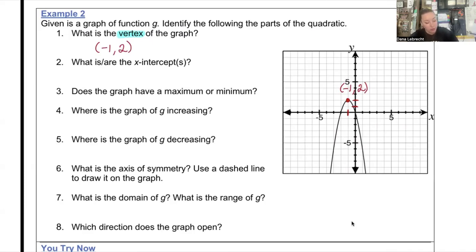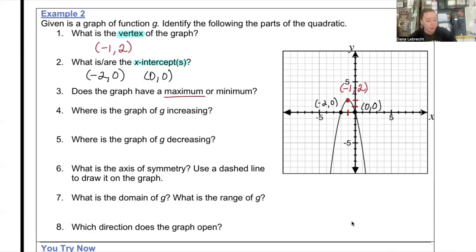Then we're being asked, what are the x-intercepts? Remember, x-intercepts is where my graph crosses the x-axis. So we have one here and here. So we have negative 2, 0 and 0, 0. Those are my x-intercepts. Okay.